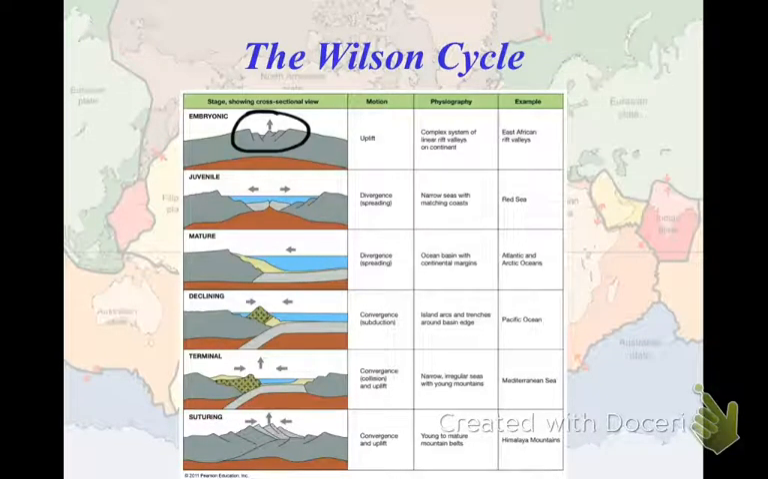But basically, in this first one, we have rifting and uplifting occurring, and it begins to create sutures in the surface of the continent. And you can see this at the East African Rift Valley, which we saw pictures of in the slides before.